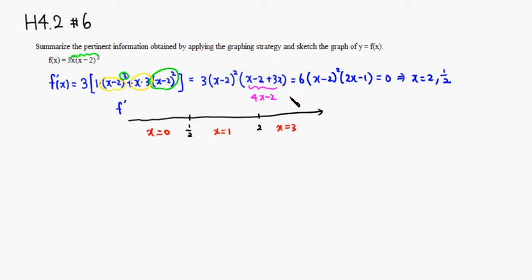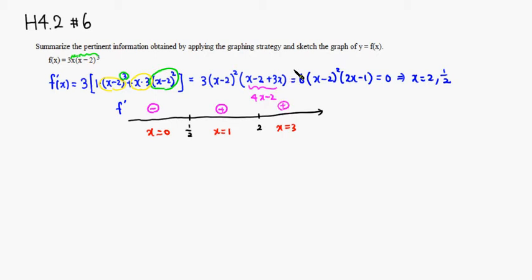Let's look at this. Here there's 6, and there's a square here, which is always positive, so we just have to look at this factor. If you put 0, 0 minus 1 is negative, so that's going to be negative. If you put 1, 2 minus 1 is positive, so that's going to be positive there. And if you put 3, 6 minus 1 is positive, so that's going to be positive there.